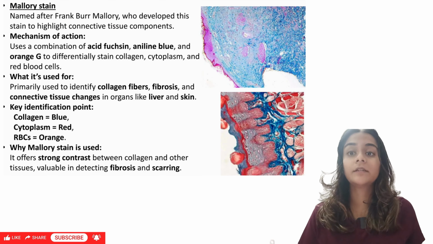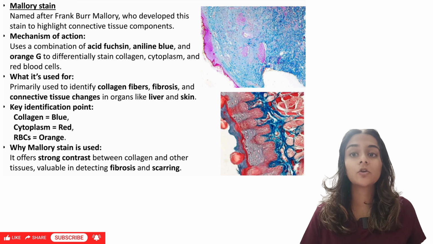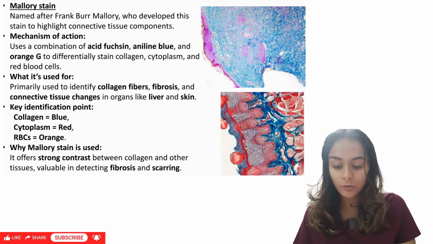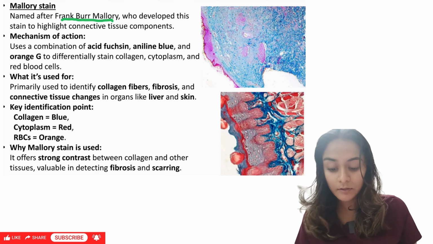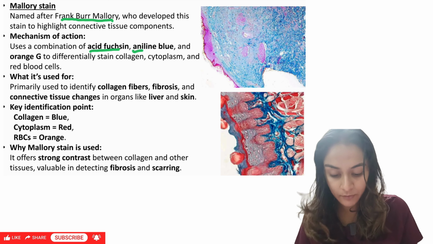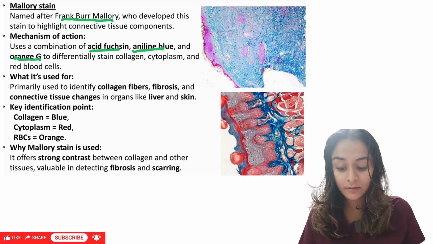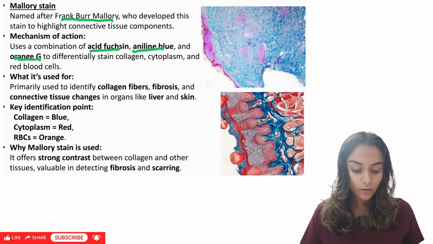Next is your Mallory stain. This stain looks very similar to your Masson's Trichrome stain, but there is a differentiating feature, that is the dye used in the Mallory stain and in your Masson's Trichrome stain. Let us understand how. Your Mallory stain was named after Frank Burr Mallory. Mechanism of action, it uses a combination of acid fuchsin, aniline blue and orange G to differentiate stained collagen, cytoplasm and red blood cells.